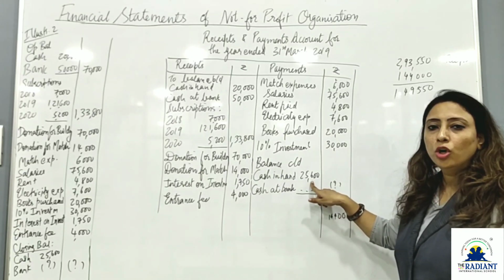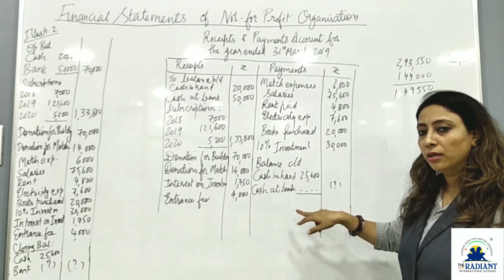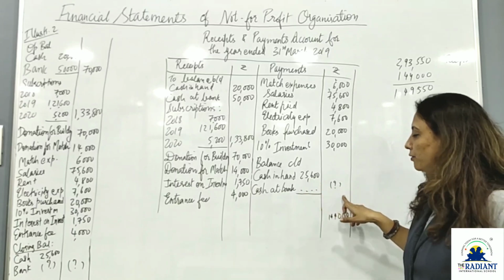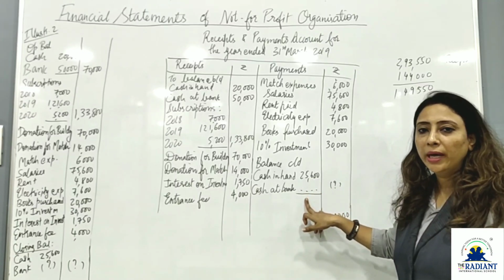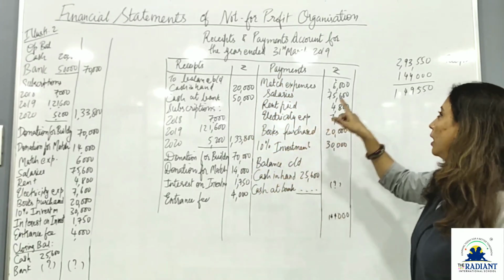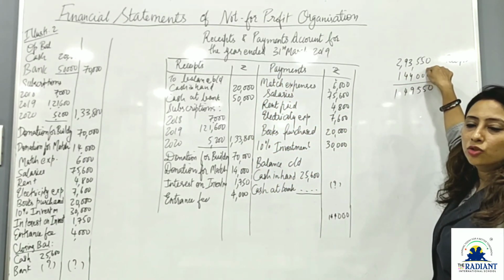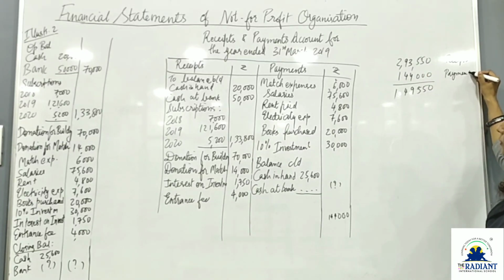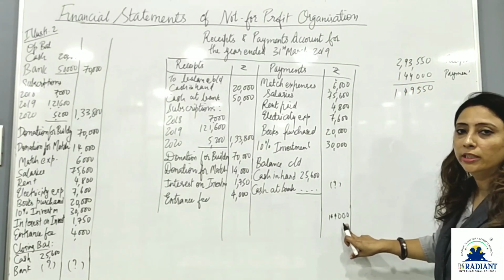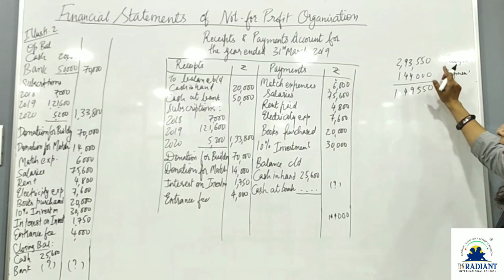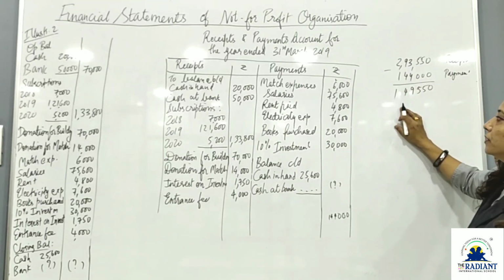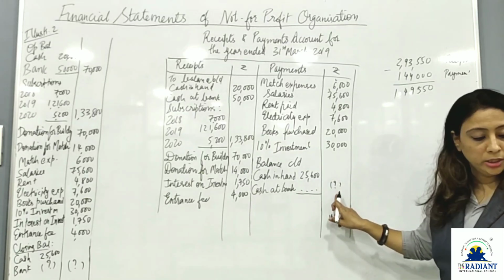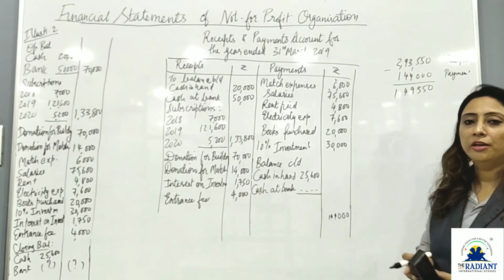But also in the inner column you have two terms, cash in hand and cash at bank. So whatever total you get here, you are going to subtract this cash in hand from this digit and you will get the cash at bank. If I add this side, I get 2,93,550. This is the receipt side. What is the payment side? Payment side I have added and I have got 1,44,000 here. I got the difference. The difference I have got is 1,49,550.